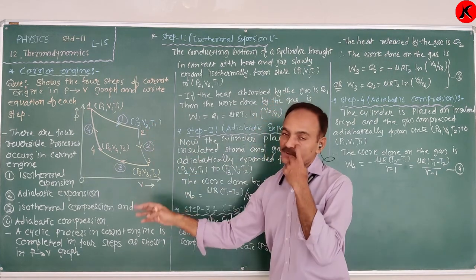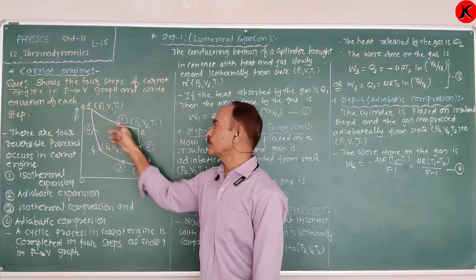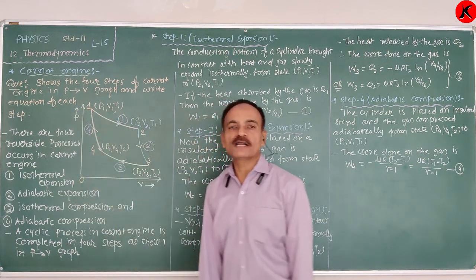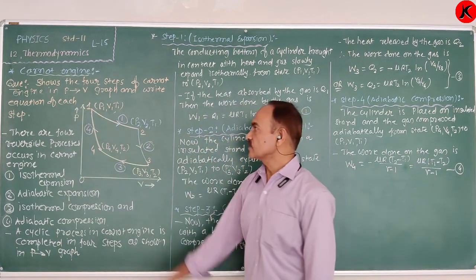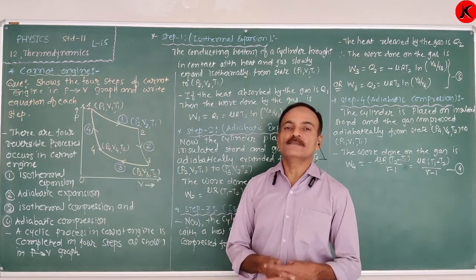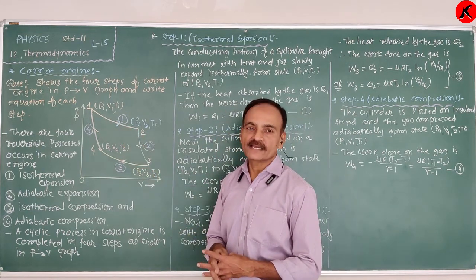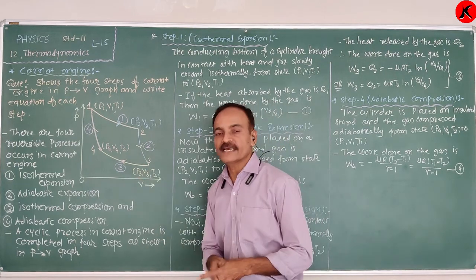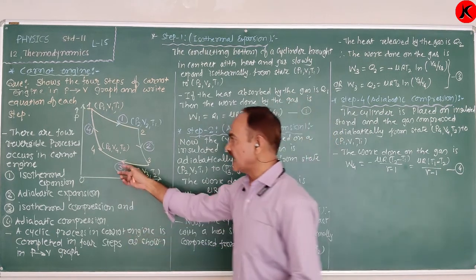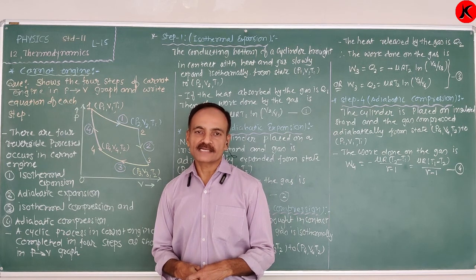So the cyclic process in the Carnot engine is completed in 4 steps. The first step is 1 to 2, the second is 2 to 3, the third step is 3 to 4, and 4 to 1 is the fourth step. During the first 2 steps, the gas, that means the system, expands, first isothermally, then adiabatically. In the next 2 steps, 3 and 4, the working substance, the gas, is compressed, first isothermally and then adiabatically.